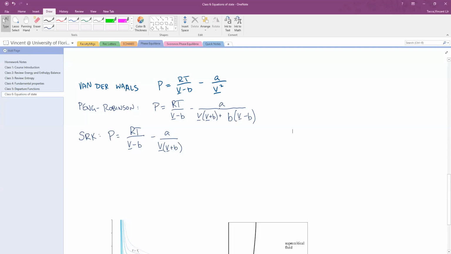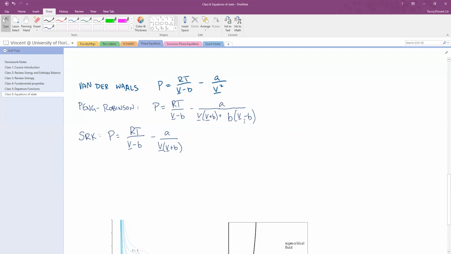The last couple of videos, we've talked about some cubic equations of state. So I've summarized them for you neatly here. We talked about van der Waals in the first video. We've talked about Peng-Robinson, and we solved for volume in the Peng-Robinson using Excel on the last video. Also wanted to give you the Soave-Redlich-Kwong equation of state.